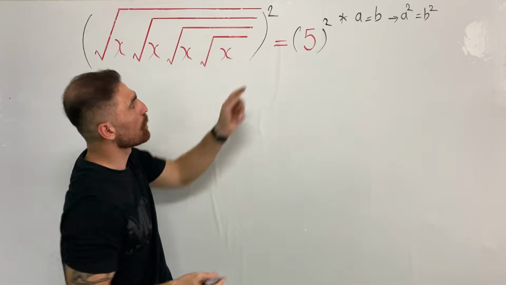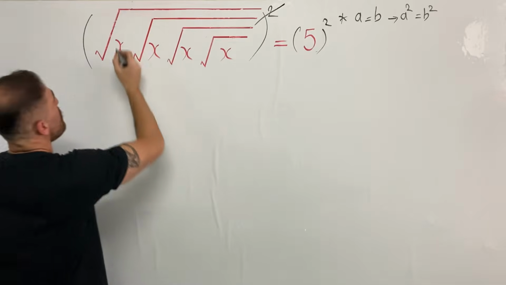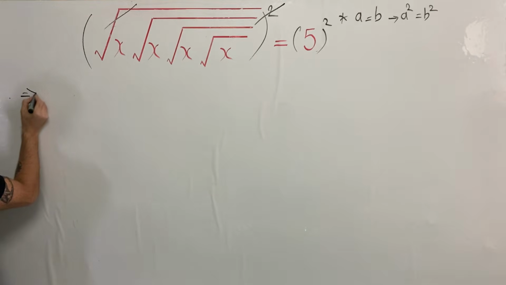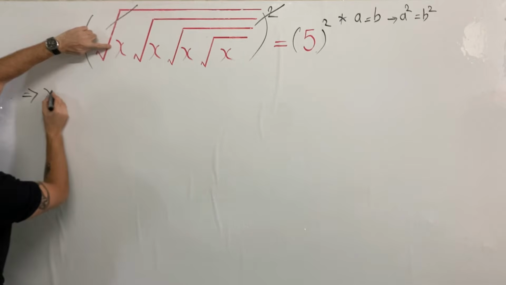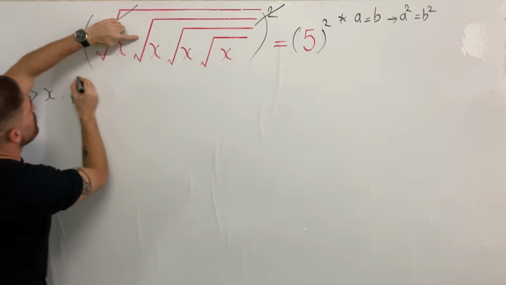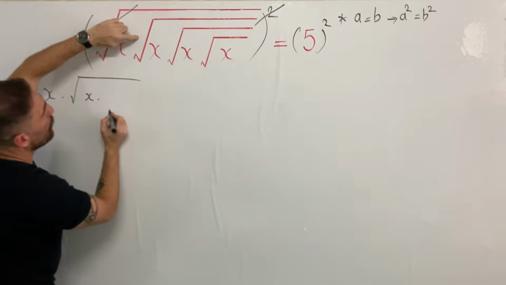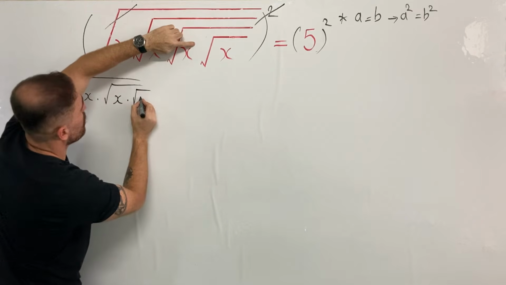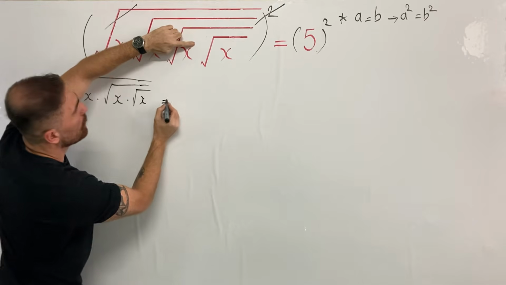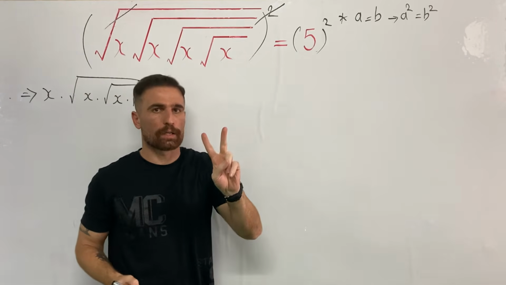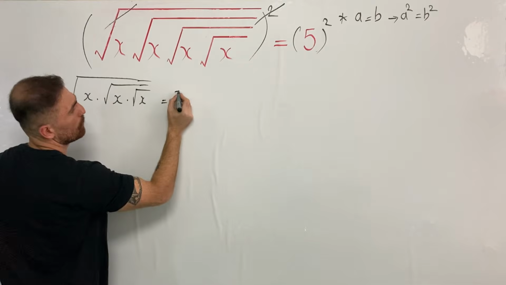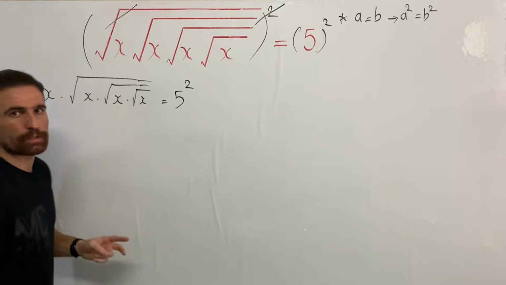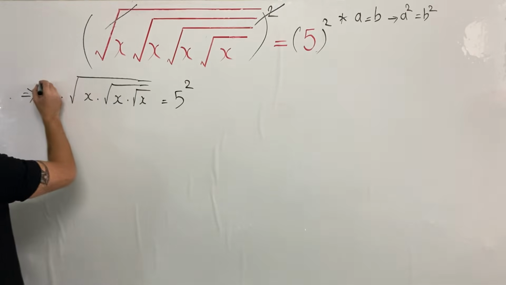Step 1. These two as exponent, these two as root can be cancelled off. So I write here this x times this second root of x times this second root of x times this second root of x equals 5 raised to the power of 2. Now, one more time, both sides to the power of 2.